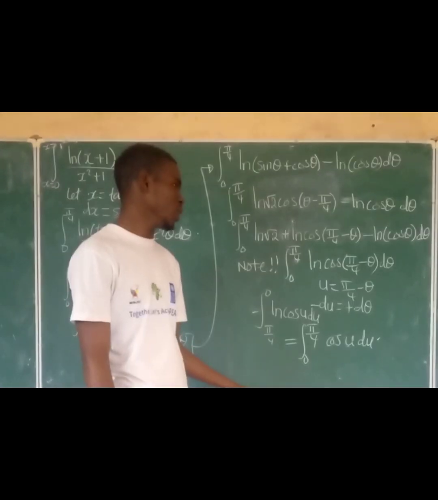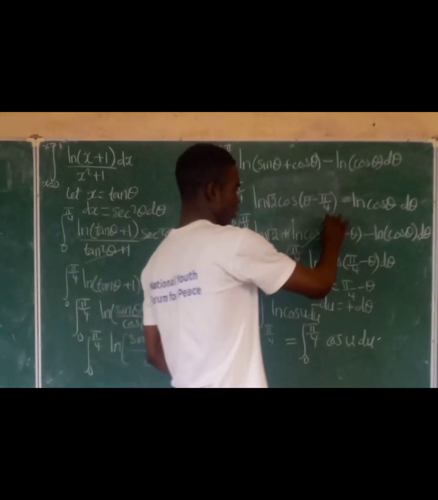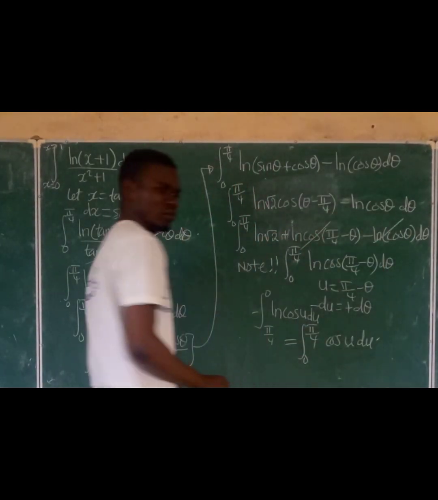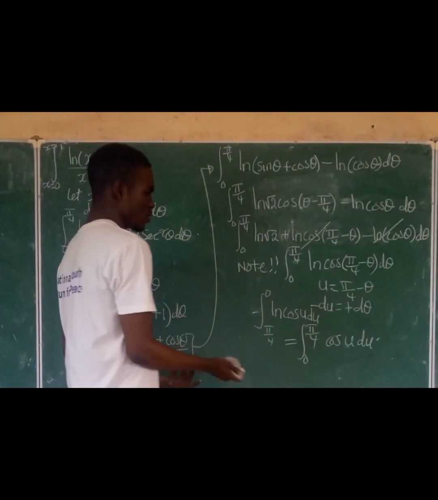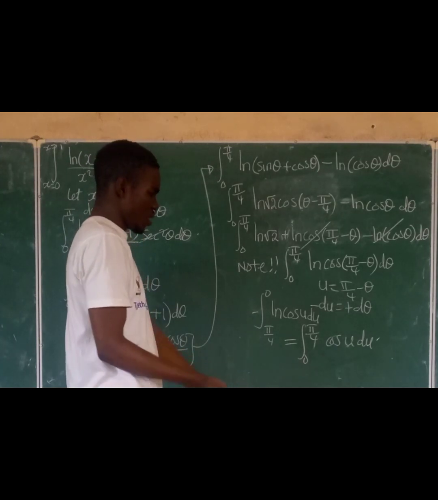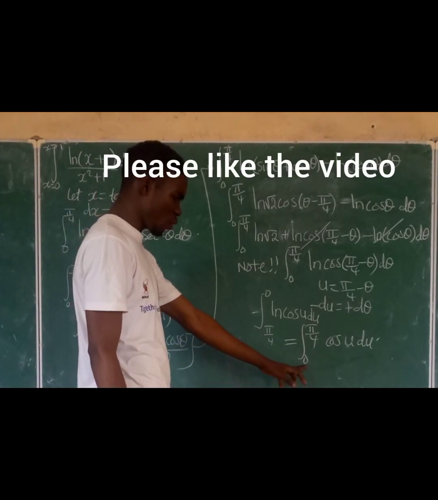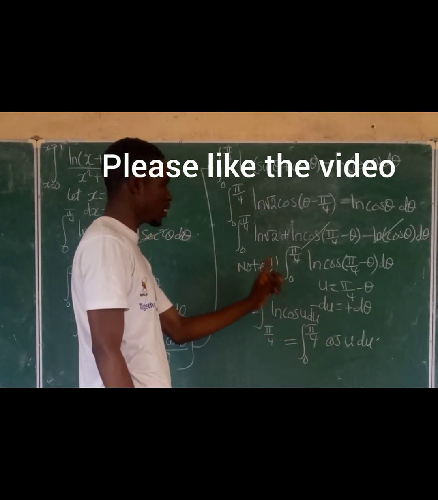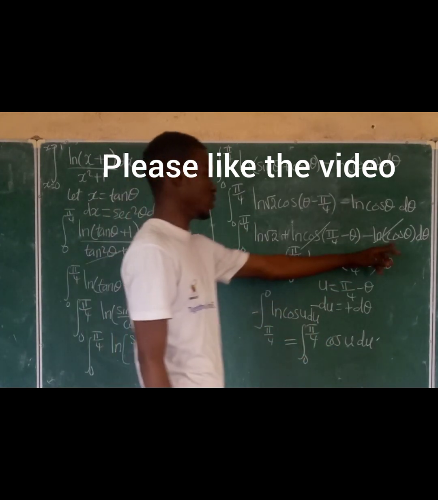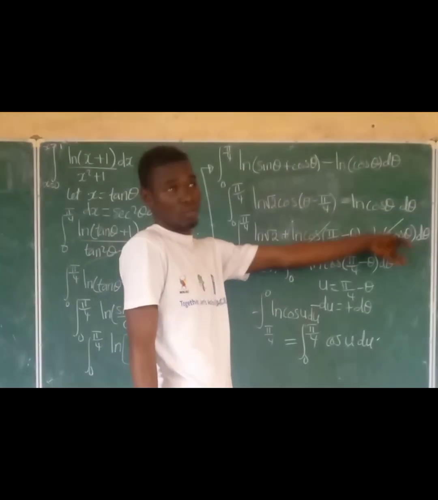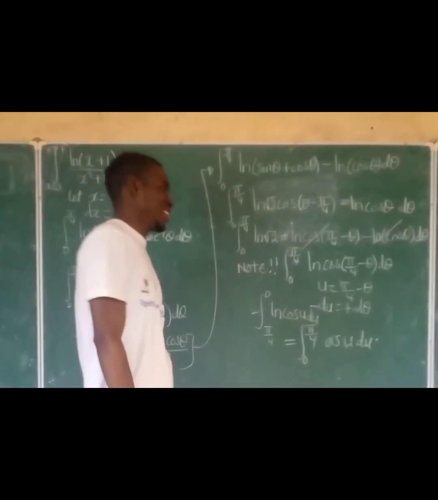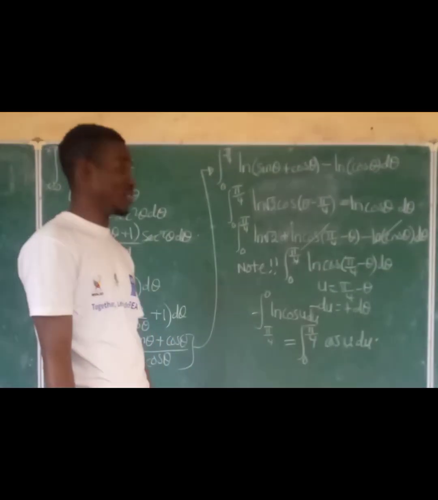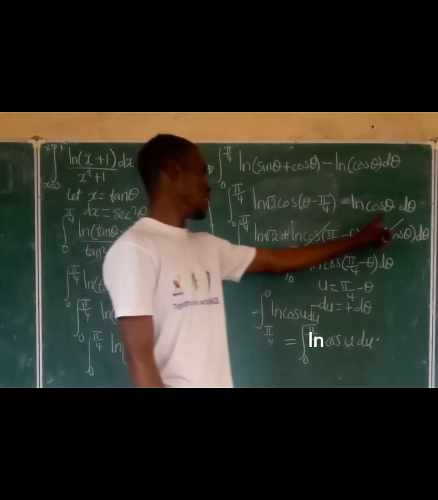So I can see a nice cancellation between this and this, because I have investigated that the integral going from 0 to pi over 4 of ln cos u du is the same as the integral going from 0 to pi over 4 of ln cos theta. So you can see a nice cancellation between these two guys.